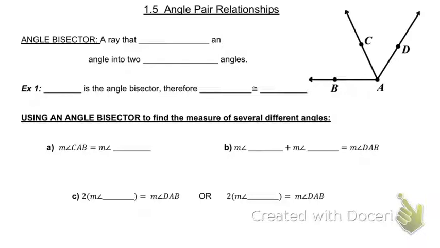Okay, so we have these things called angle bisectors. You guys remember having segment bisectors? Okay, an angle bisector is a ray that divides an angle into two congruent angles. So an angle bisector has to be a ray that divides an angle into two congruent angles. You can put in the congruent symbol if you want to instead.